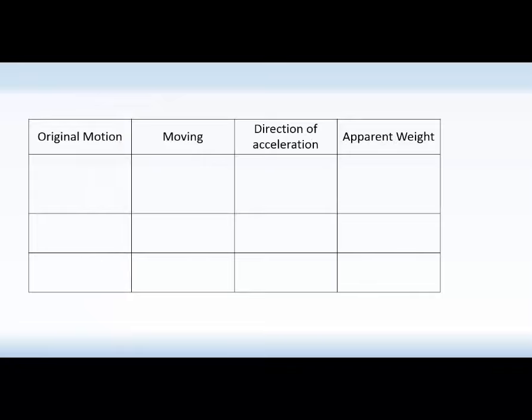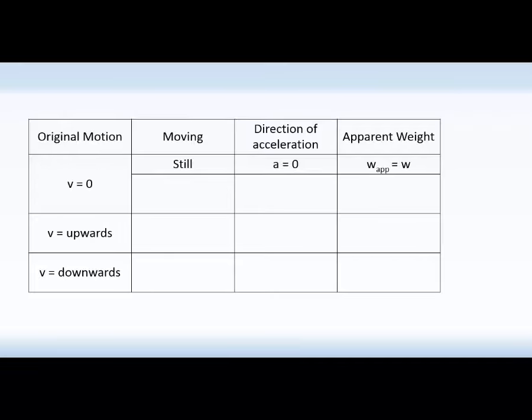In this chart, we will summarize the different conditions for motion on an elevator and the apparent weight. We will look at these three different original motions: the elevator being still at the beginning, velocity equals zero, the elevator moving upwards at the beginning, or the elevator moving downwards. For the first condition of the elevator being at rest at the beginning, there are three different conditions which could occur. First, the elevator could remain motionless, in which case, of course, the acceleration is zero, and the apparent weight is just equal to the weight. In other words, the normal force is equal to the weight going down.